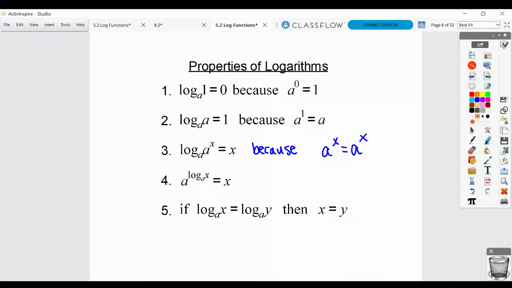And number 5, this is the one-to-one property that we used in the last section. So if log base a of x equals log base a of y, then x equals y. So if you have the same base, you can set the x and y equal to each other. It was just like last section when we had the exponents you could set equal to each other.